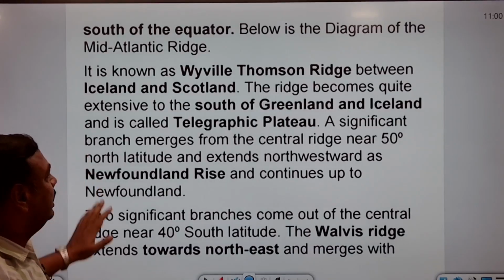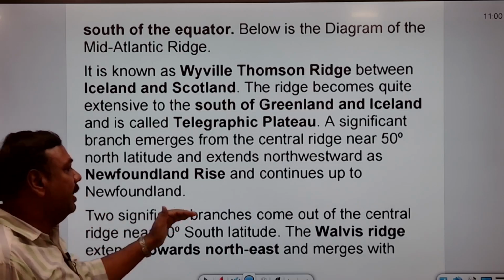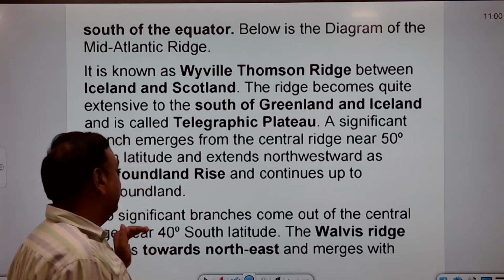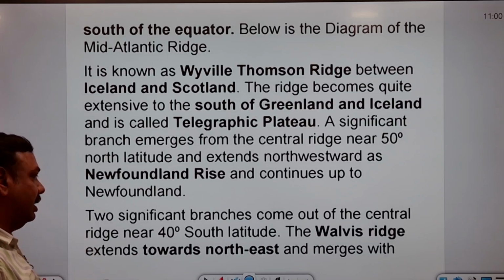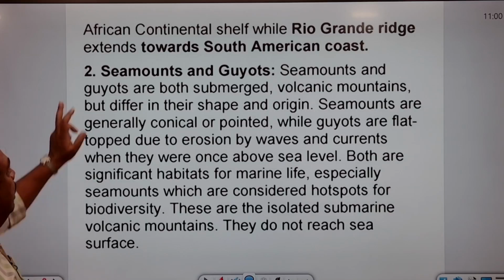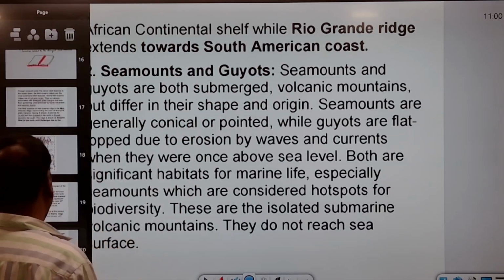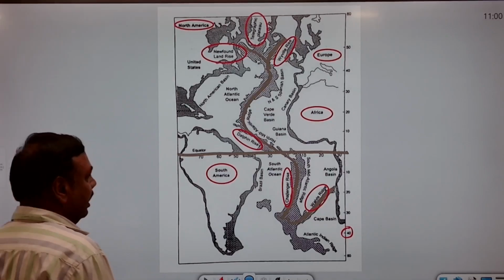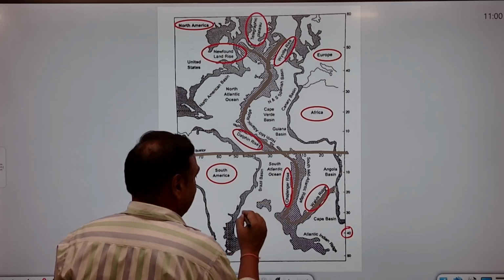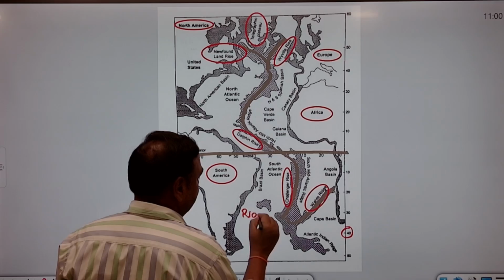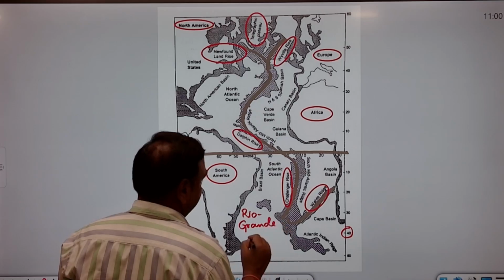Then coming to the lower part, two significant branches come out of the central ridge near 40° south latitude. The Walvis Ridge extends towards the northeast, right, and merges with the African continental shelf, while the Rio Grande Ridge, what is Rio Grande Ridge? You can see here a little part has been shown. This part has been called the Rio Grande Ridge.